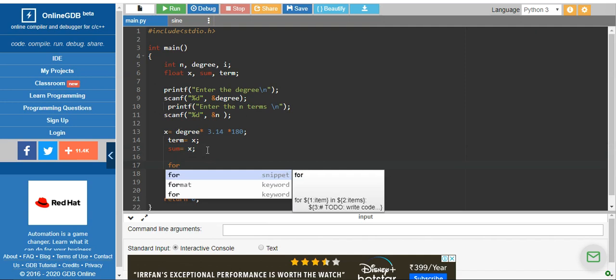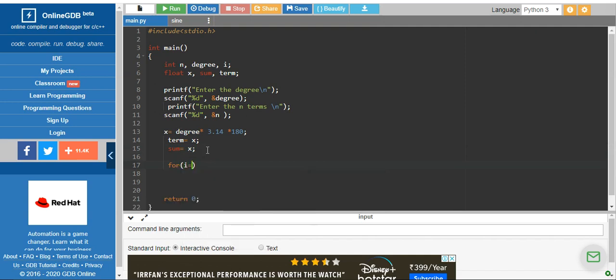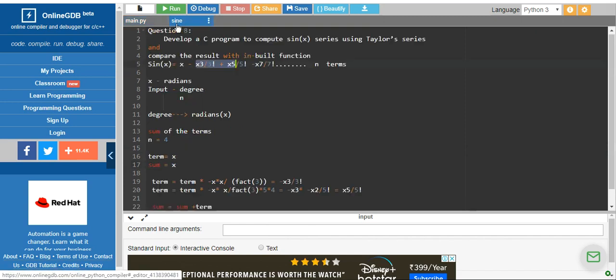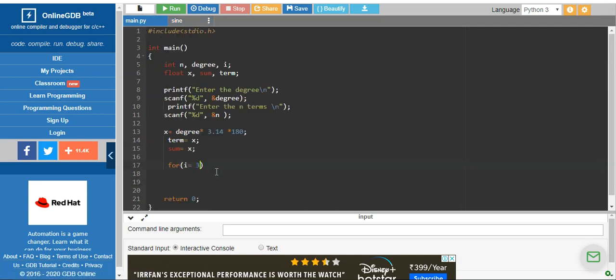Now inside the for loop I would like to start with 3. Why 3? Because you can start it from 1, you can start it from 2, but in order to evaluate this equation in a better way, I will consider the i value as 3, because directly I can take factorial of i here. So when i is 3, i is less than or equal to n number of terms, and we will see later whether we are incrementing i with +1 or +2.